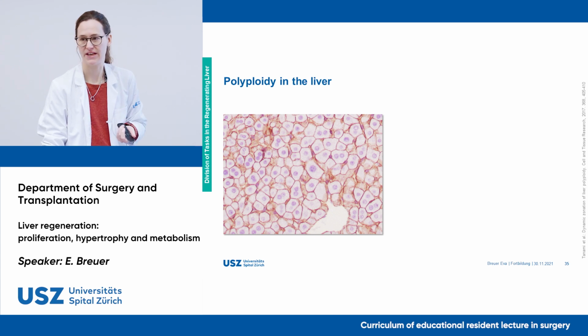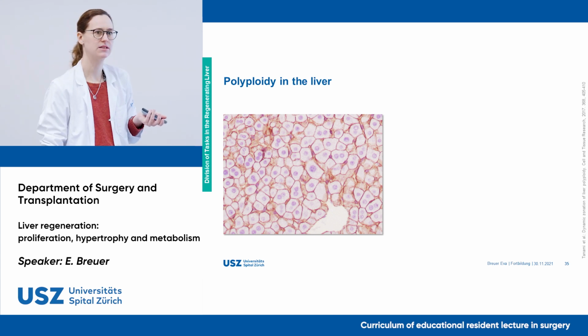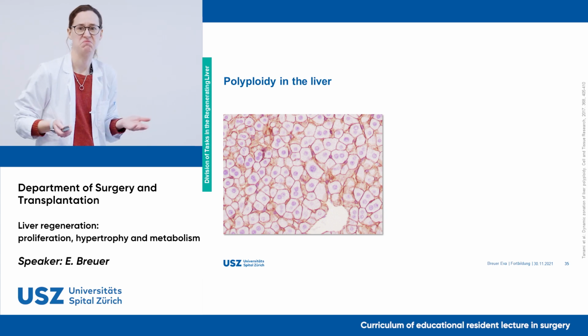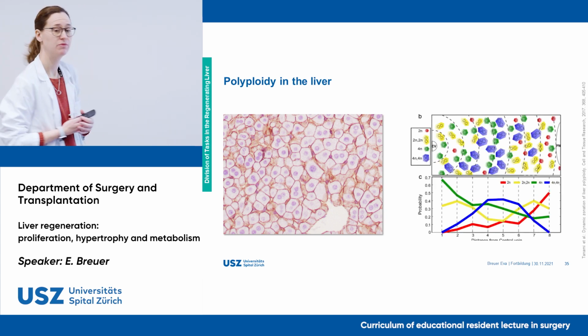A lot of hepatocytes in our body, I think it's more than half in the adult liver, are polyploid. So they have more than one nucleus or more than one set of genetic information. Also this hepatocyte is huge, and it is assumed to be a polyploid hepatocyte. So why do we have this? This is not really known at the moment. But what do we know?